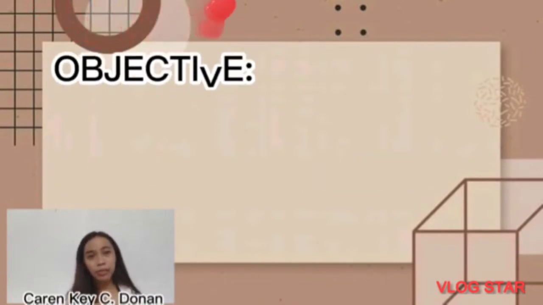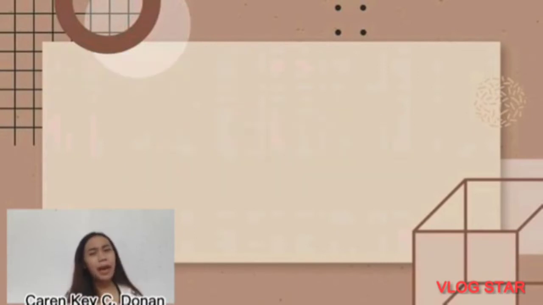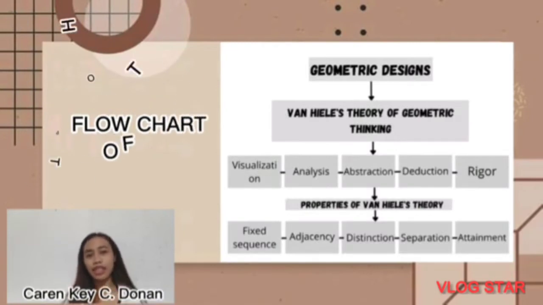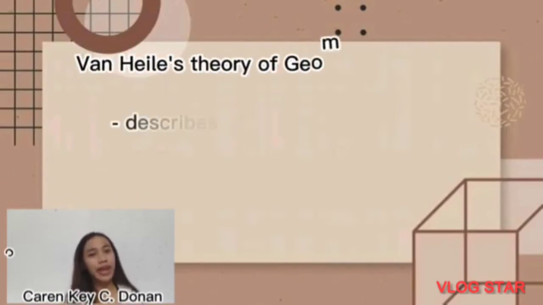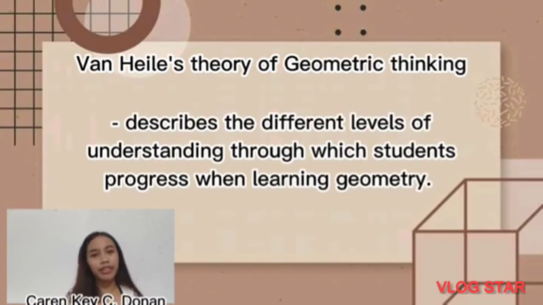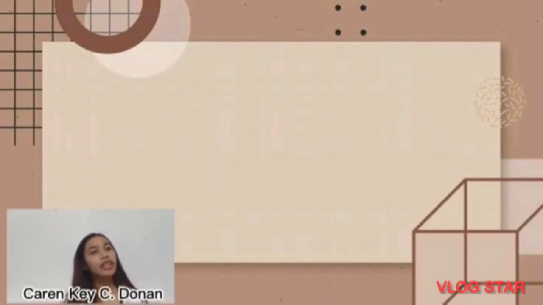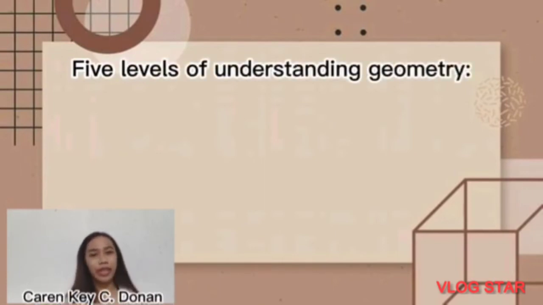At the end of this video, you will be able to have a clearer understanding of what it means for the students to be thinking geometrically. Please see the flowchart of the topic in order for you to be guided. So here we go. Van Hiele's theory of geometric thought describes the different levels of understanding through which students progress when learning geometry. According to this theory, there are 5 levels of thinking or understanding in geometry.